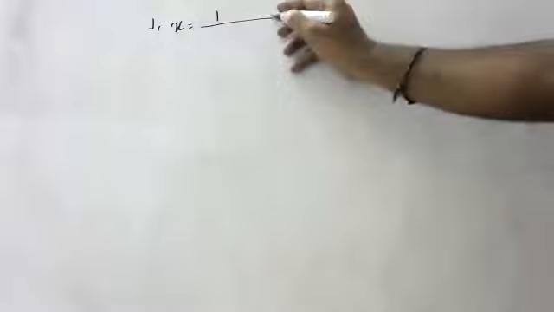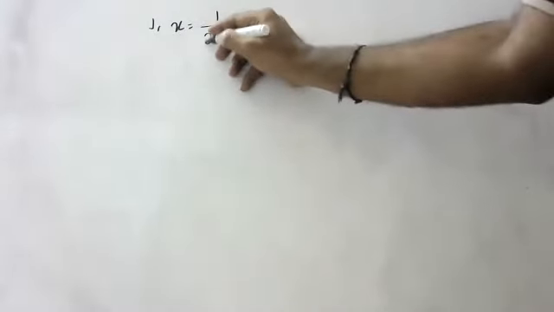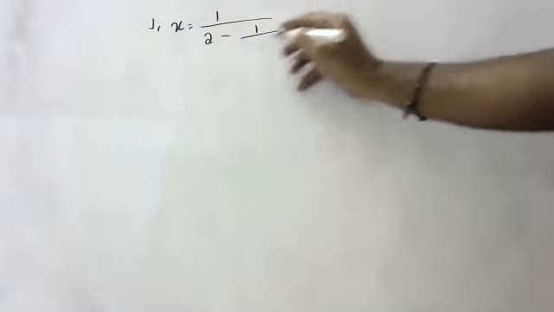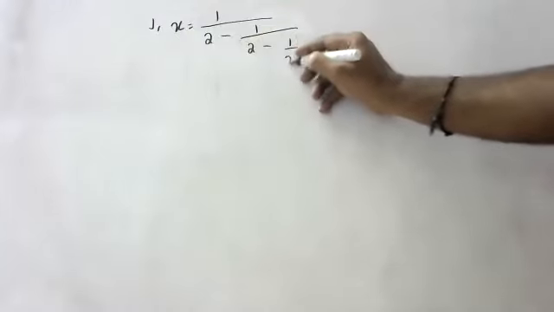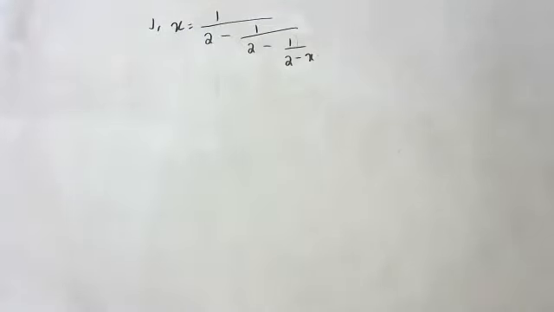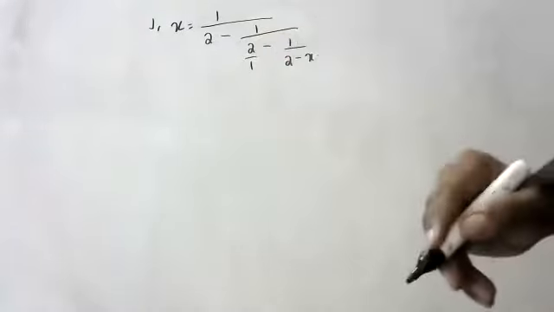1 by, please see here, children. 2 minus 1 by 2 minus 1 by 2 minus x. We have to find the value of x, children. So how I am doing it, children. First here you keep 1, children, as I have seen.